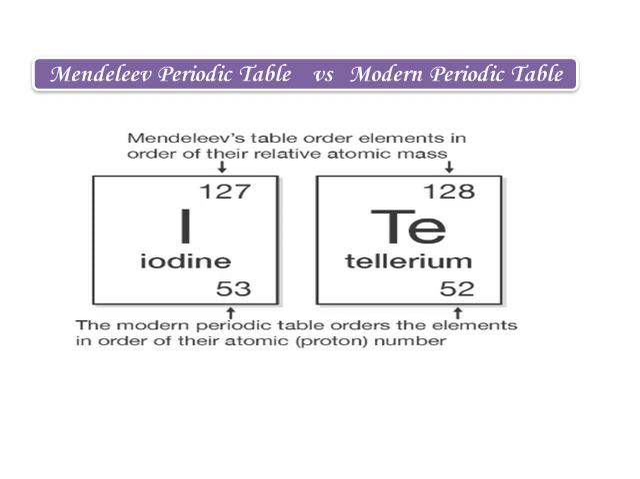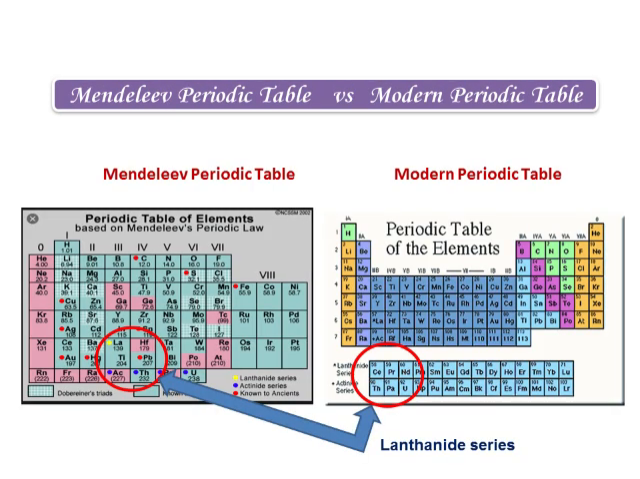But in the modern periodic table, atomic mass becomes irrelevant and elements are grouped with similar elements based on their atomic number. In the Mendeleev table, elements were ordered by relative atomic mass: iodine is 127, tellurium is 128. But in the modern periodic table, elements are ordered by proton number: 53, 52. The modern periodic table also solved another problem by placing rare earth elements such as cerium, lanthanum, erbium, etc. in a separate table at the bottom of the periodic table so as not to interfere with the periodic law.